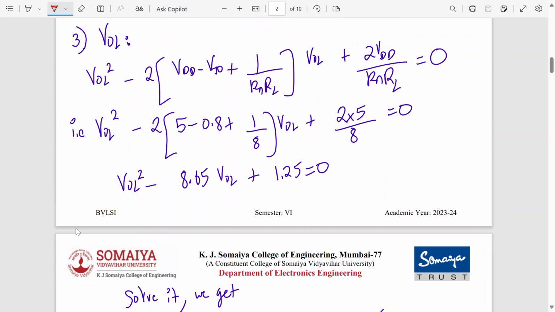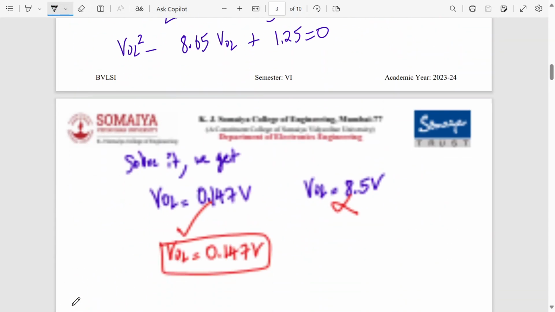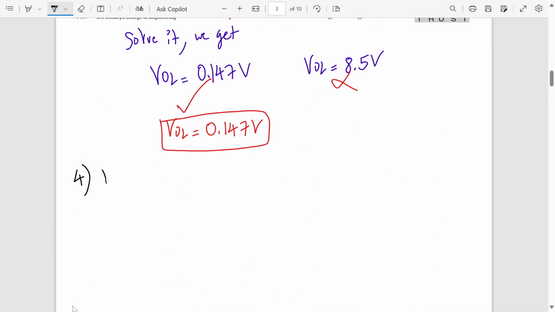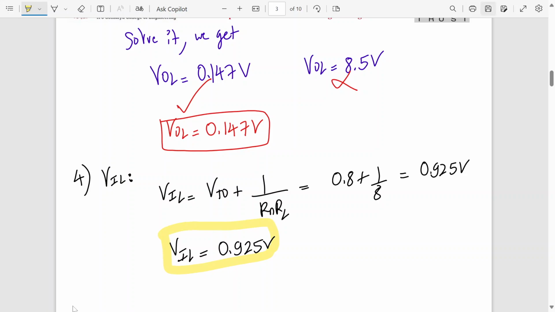This is VOL. Next we calculate VIL. VIL is straightforward. VIL is VTO plus 1 upon KnRL. That is what we have seen before. So 0.8 plus 1 by 8. That comes out to be 0.925. So VIL is 0.925 volt. Calculated?